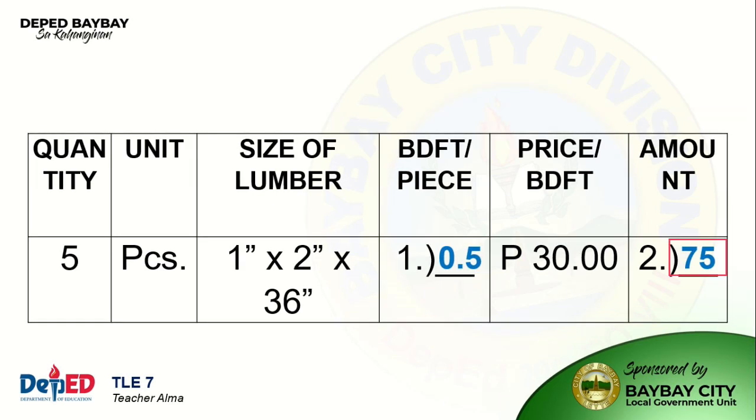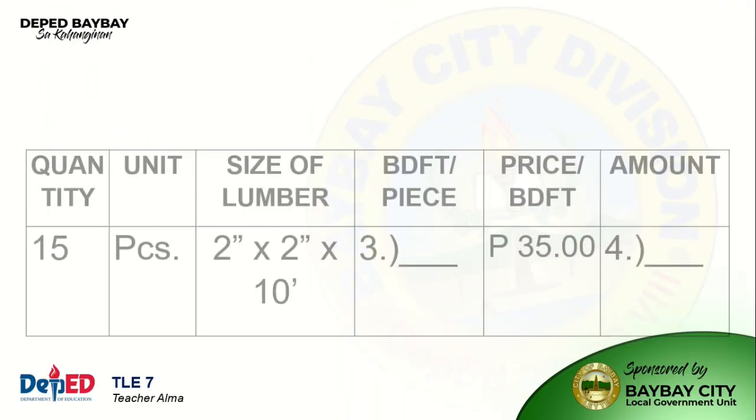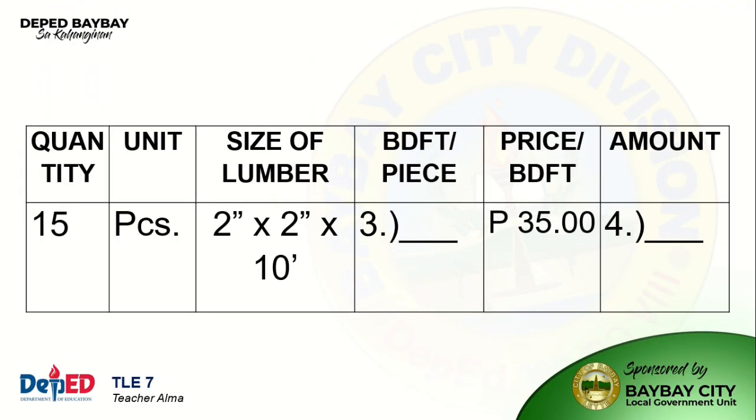For item number 3, same as what we did for item number 1, we need to calculate the board feet per piece with the measurement or size of lumber of 2 inches thick times 2 inches width times 10 feet length. And for item number 4, the same procedure for item number 2 to calculate the total cost amount of lumber after you get the total computation of board feet per piece. Now you will have 1 minute and 30 seconds to do this item. And your time starts now.